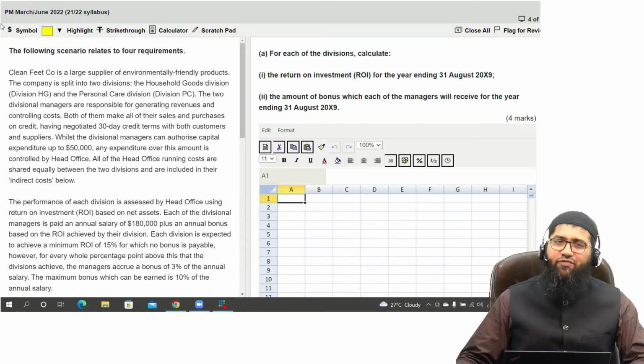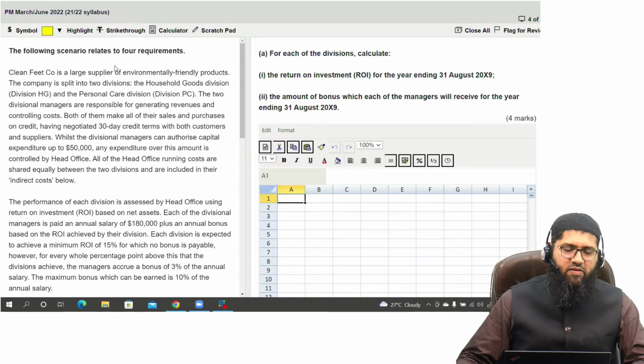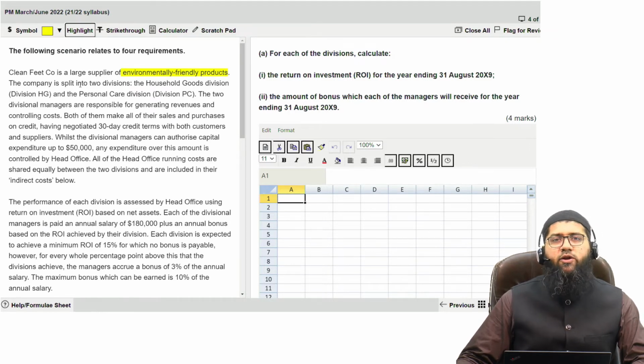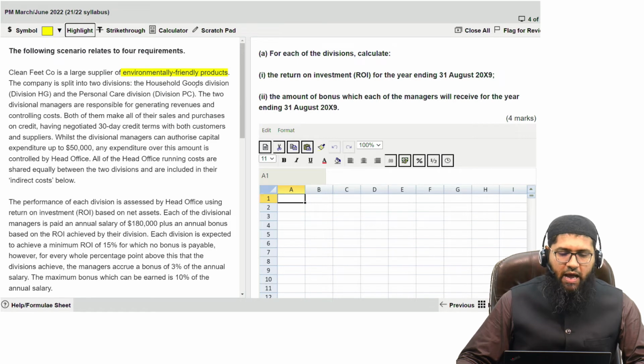Now, it says Clean Feed Company is a large supplier of environmentally friendly products. What is their focus? Environmentally friendly products. The company is split into two divisions, the household goods division and the personal care division. Okay. So they've got two divisions, the household goods and the personal care.